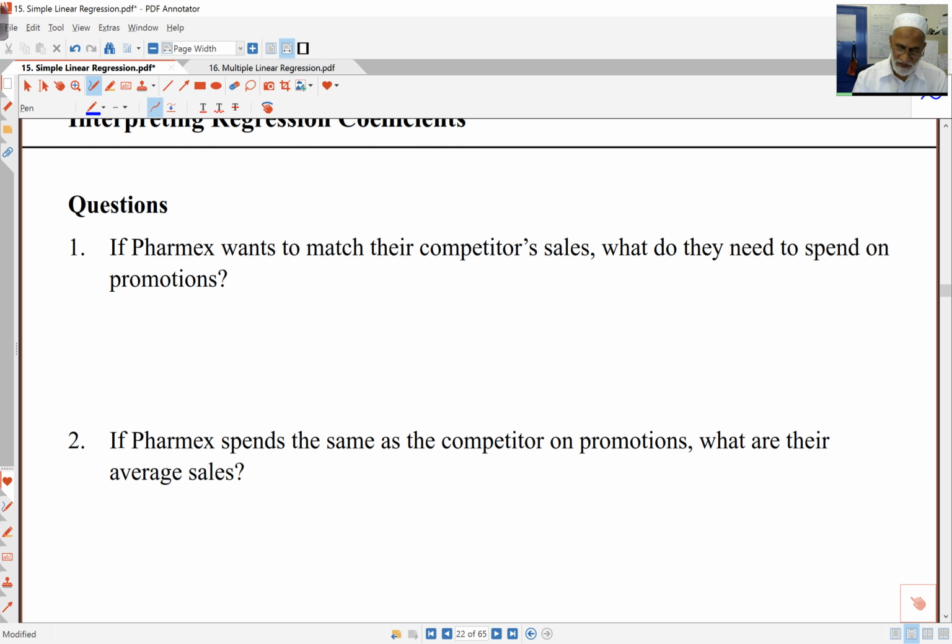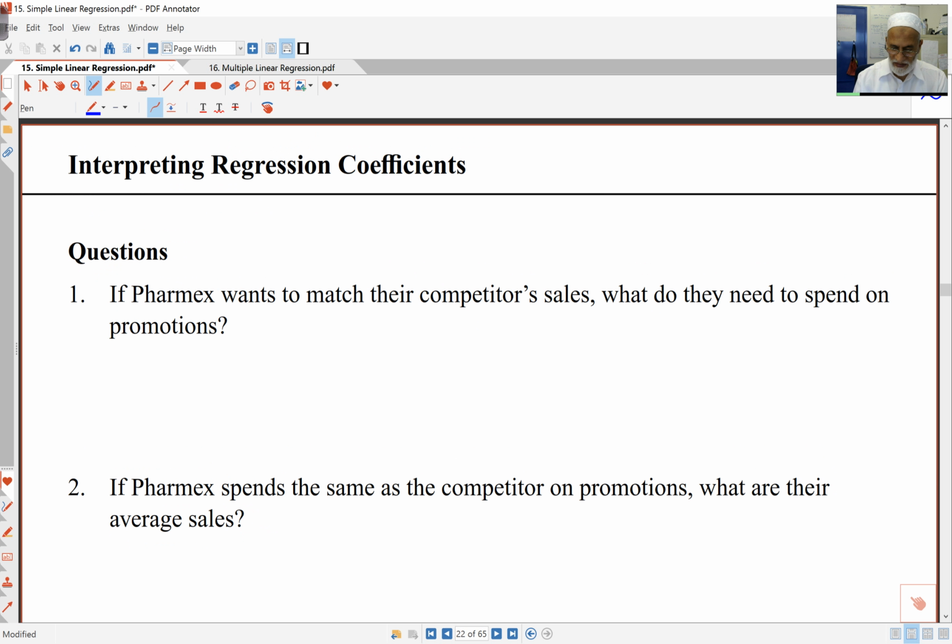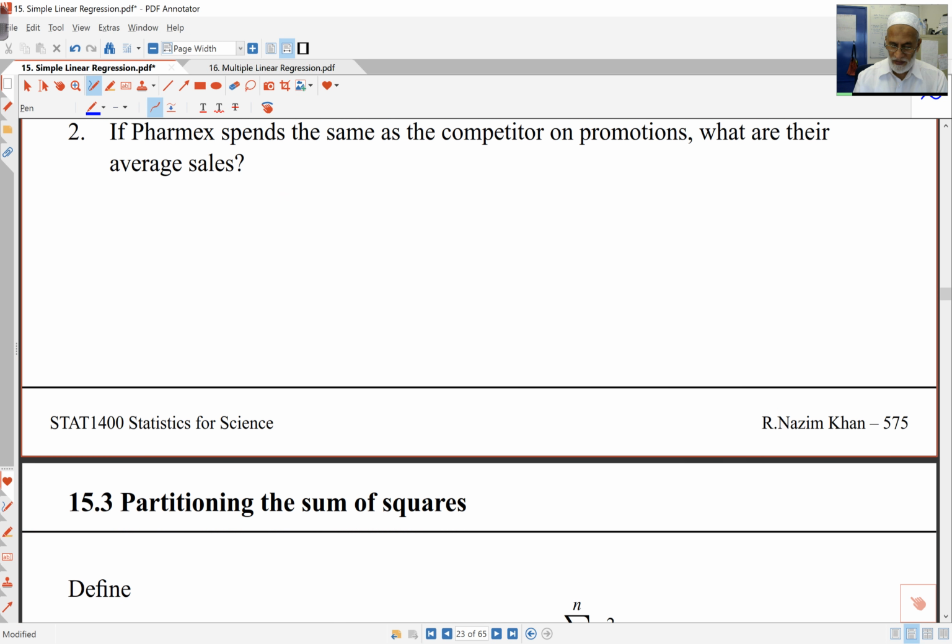And if they spend the same as their competitors, what are the average sales? So this will give us an idea, essentially, after working out whether FARMX actually is doing okay in comparison to its competitor. So if you do those parts of the questions, we'll understand that.